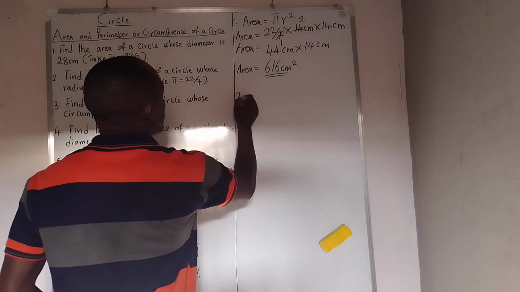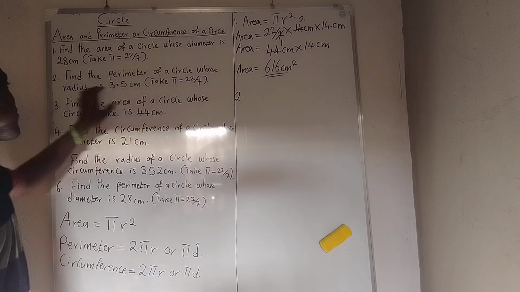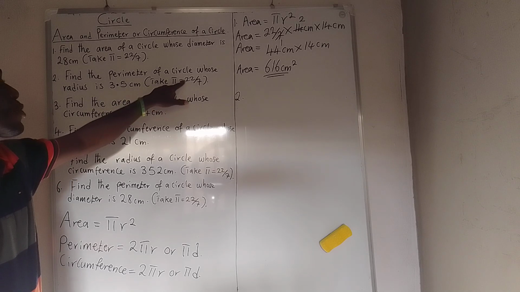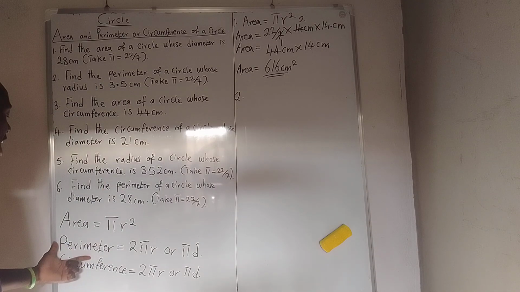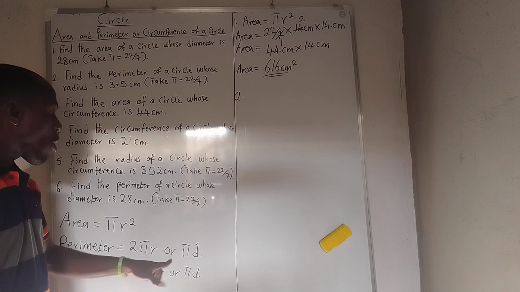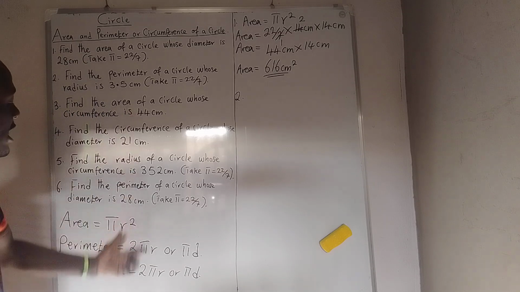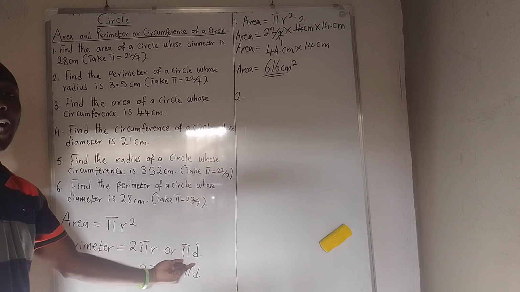Let's quickly look at number 2, which says that we should find the perimeter of a circle whose radius is 3.5 centimeter, and we are asked to take pi as 22 over 7. Now we are asked to find the perimeter. Remember I said perimeter or circumference mean the same thing. So we have two formulas depending on what you are given. We have 2 pi r or pi d. To make it easy for a child, what are you given? You're given radius. We are not given diameter. So it's easier or more convenient to use the formula that has radius in it instead of using pi d.